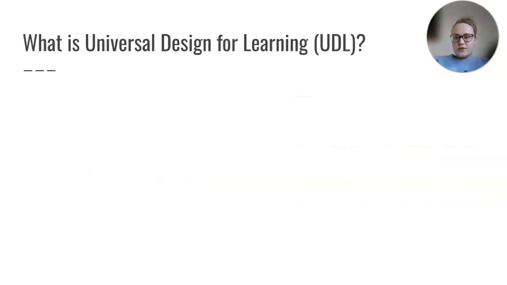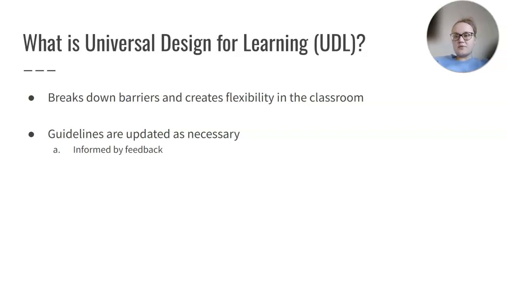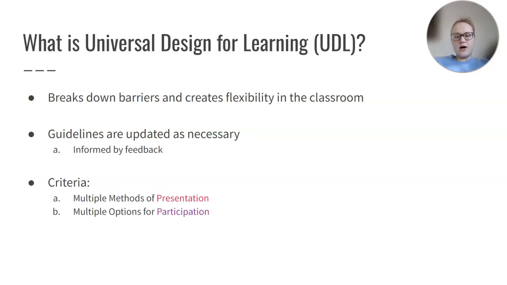So what is universal design for learning? It is a design that breaks down barriers and creates flexibility in the classroom. The guidelines are updated as necessary, which I think is pretty cool. It's not fixed. It is informed by feedback, so changes are made when necessary. There are 3 forms of criteria that need to be met, and that is multiple methods of presentation, multiple options for participation, and multiple means of expression.